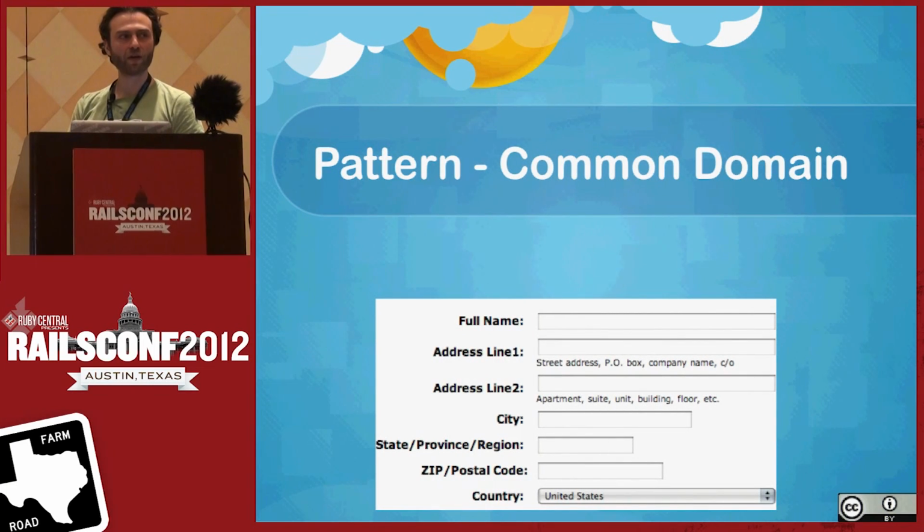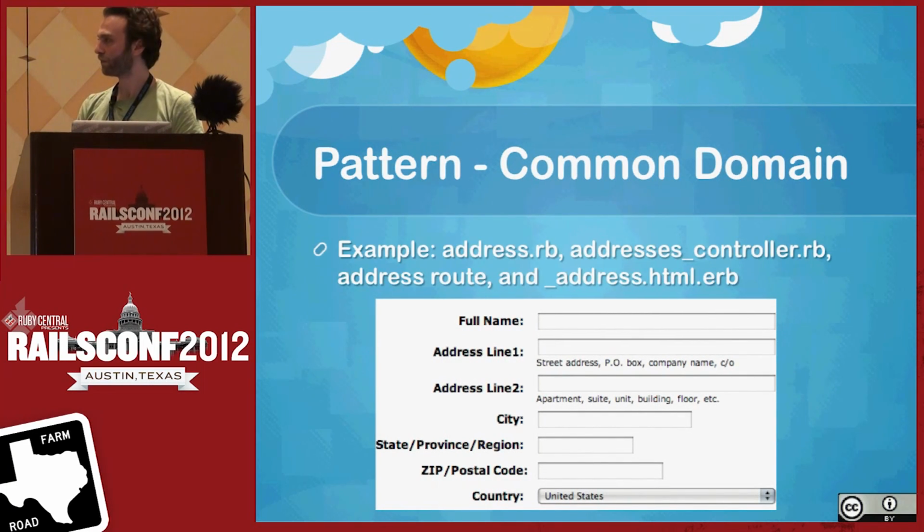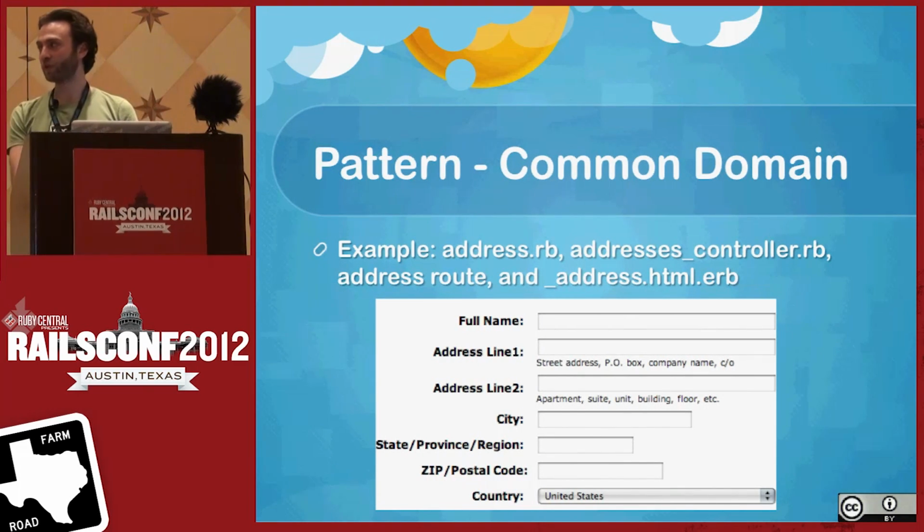So this is an example of a name and address form. We end up defining an address.rb, an addresses controller, an address route, an address partial, etc. We might have more stuff too.